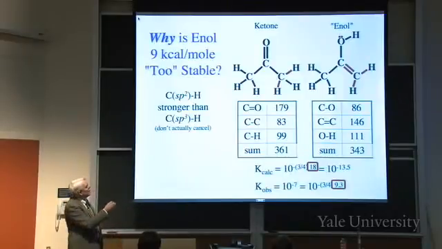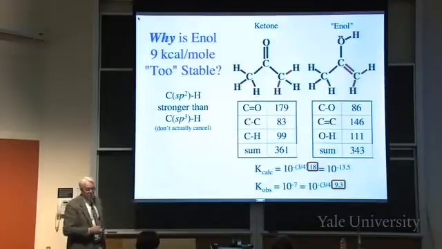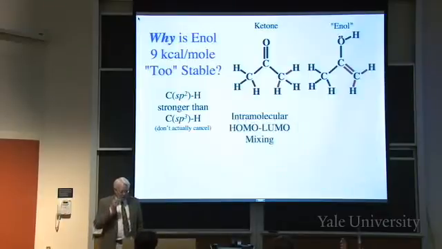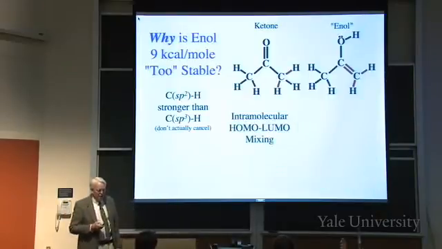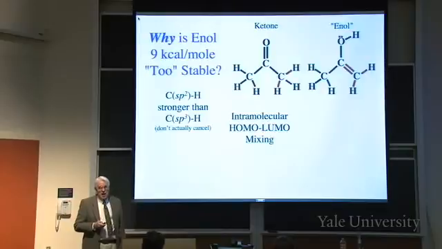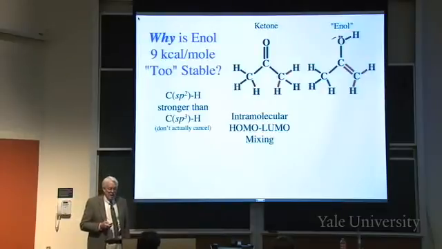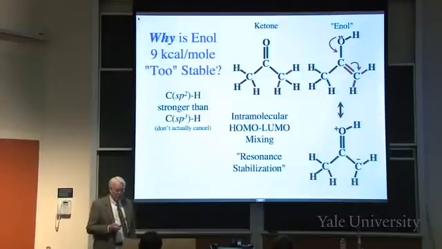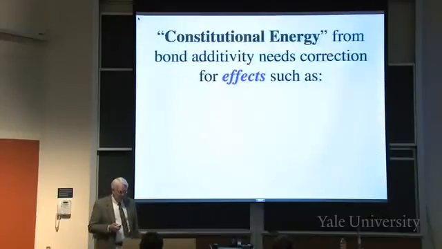That isn't a possibility here, where the unshared pairs on the oxygen do not overlap with the pi star orbital. So you get intramolecular HOMO-LUMO mixing in the enol that you don't get in the ketone, which will help stabilize the enol. With that, we could draw that resonance structure.